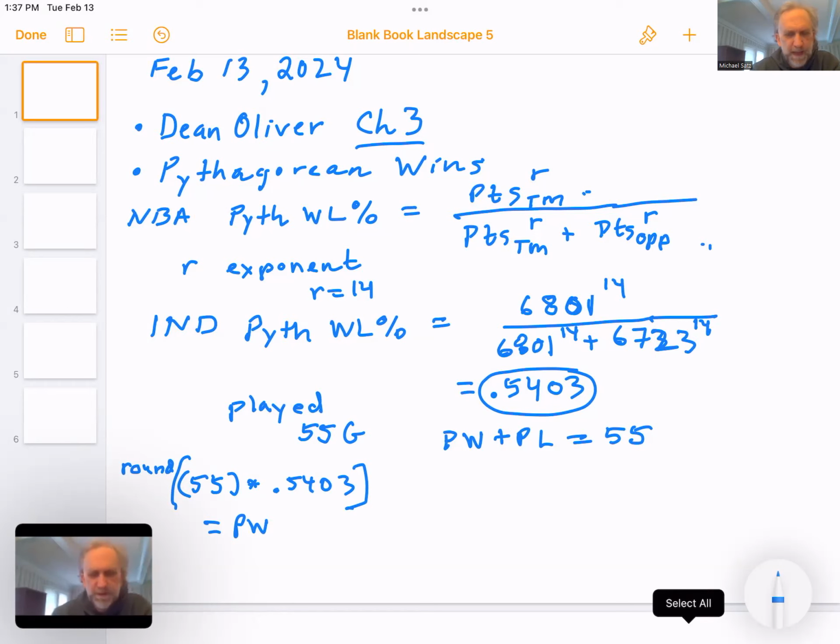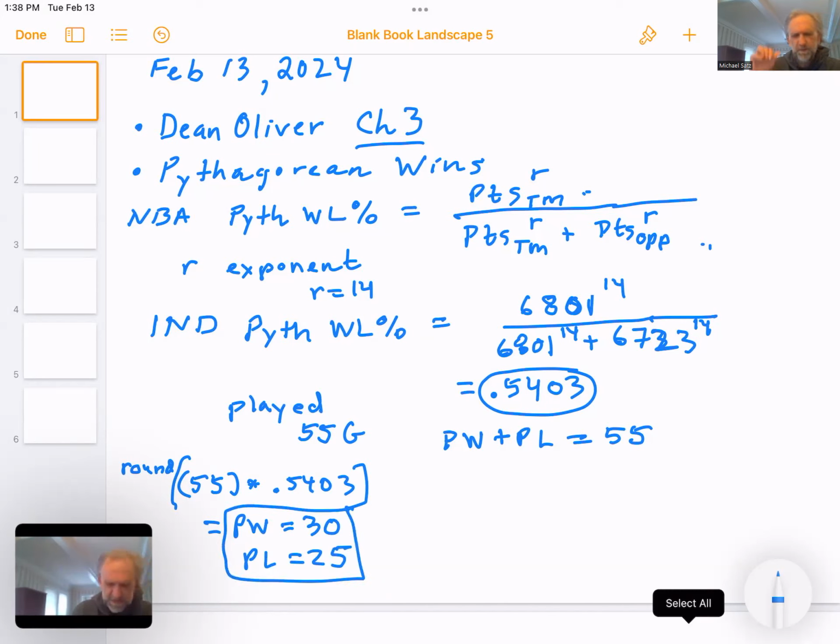So if I do that, I get this times 55. Yep. So this is equal to 30 when I round it. It's 29.7, but I round it up to 30. And so PL equals 25. And this is actually what it says on Basketball Reference for the Pacers. So they are using something close to 14 for the exponent here.